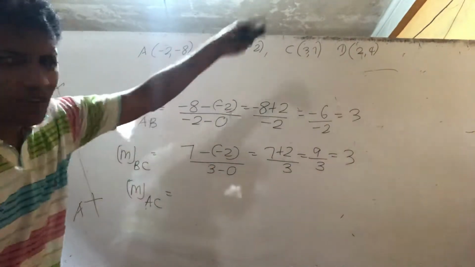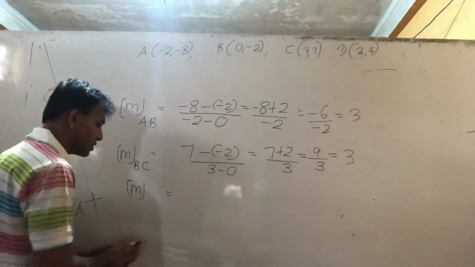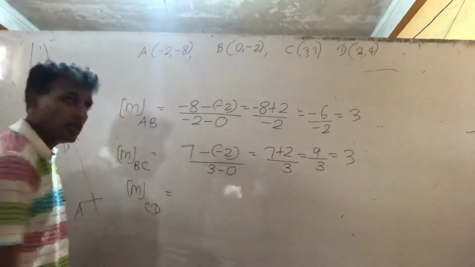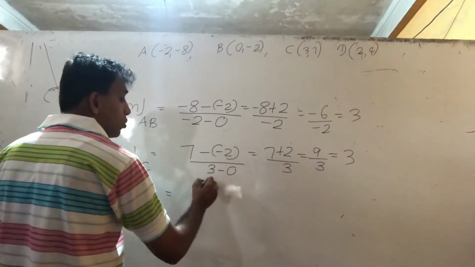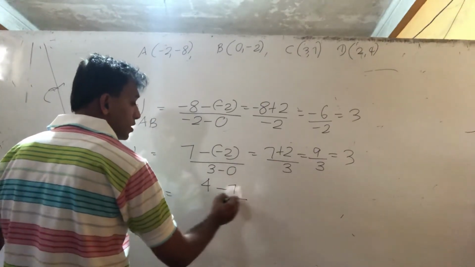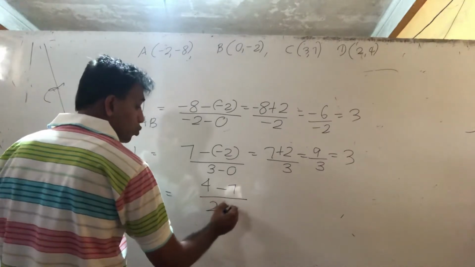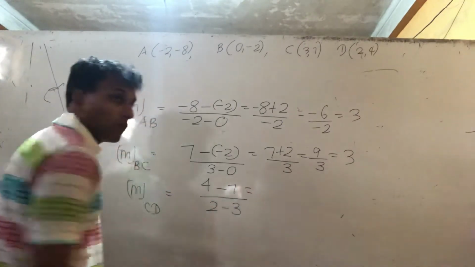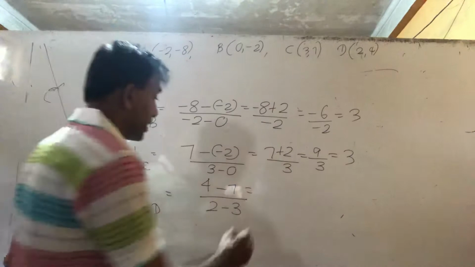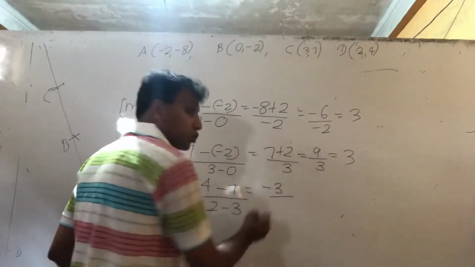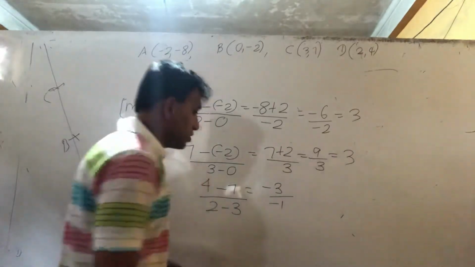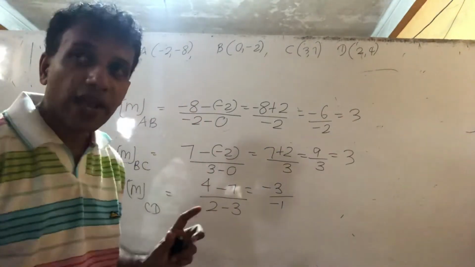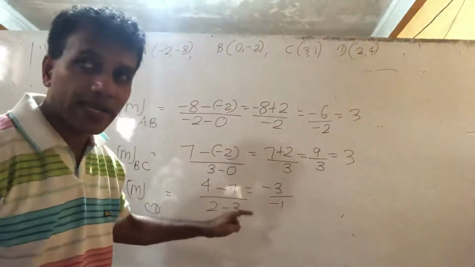Find the AC or CD, find the CD also. Find the CD gradient. What is that? 4 minus 7 divided by 2 minus 3. What is 4 minus 7? Minus 3. 2 minus 3 is minus 1. See, only the first step is grade 10. Others you are just subtracting, adding.